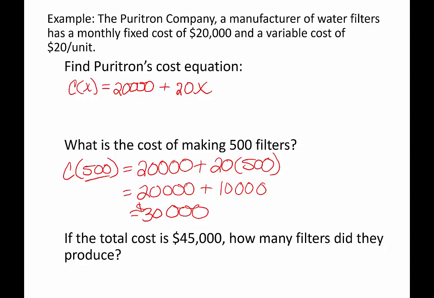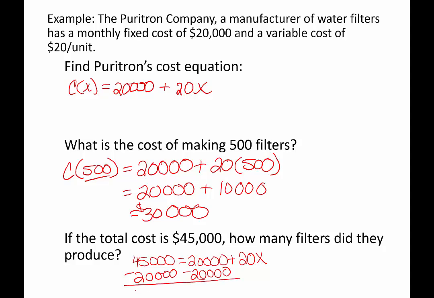If the total cost is $45,000, how many filters did they produce? So that's 45,000 equals 20,000 plus 20x. So I'm going to subtract 20,000 from both sides. That gives me 25,000 equals 20x. I'm going to take 25,000 and divide it by 20, and that gives me x.